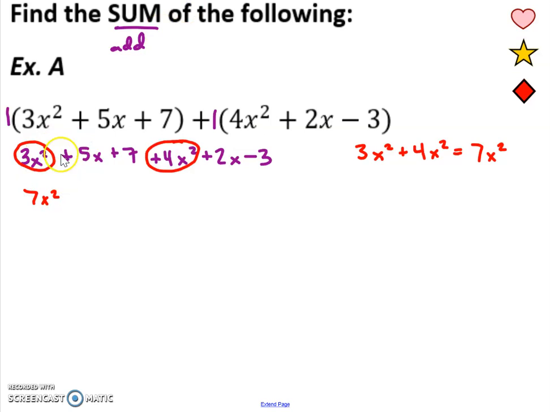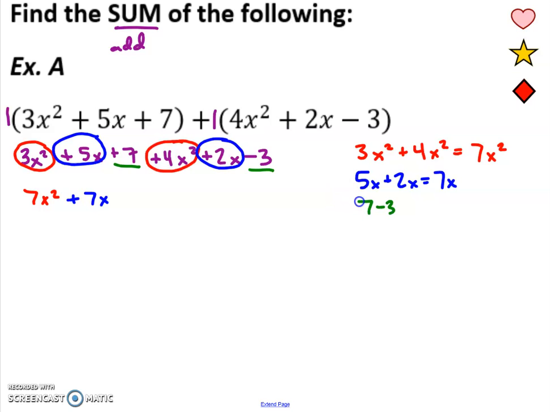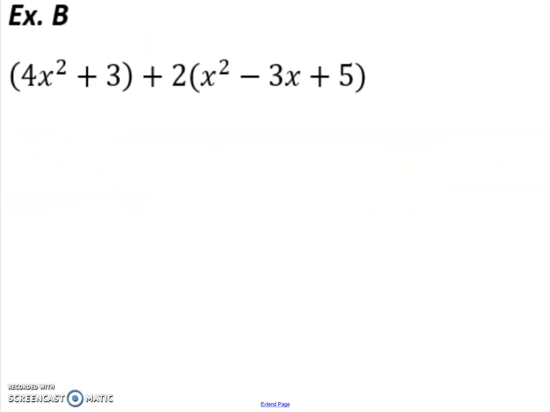Now I'm going to look for my x's because that would be the next highest exponent. So I have 5x here and 2x here. So 5x plus 2x is going to give me 7x. So I'm going to have positive 7x here. And then the last thing that I look for are my constants. So 7 minus 3 is going to be 4. So I'm going to add 4. This is the sum when I add these polynomials. I can't do anything else because squared is different from 1, and I can't combine those together. So that's my final answer. That is adding polynomials. All right, here we go.